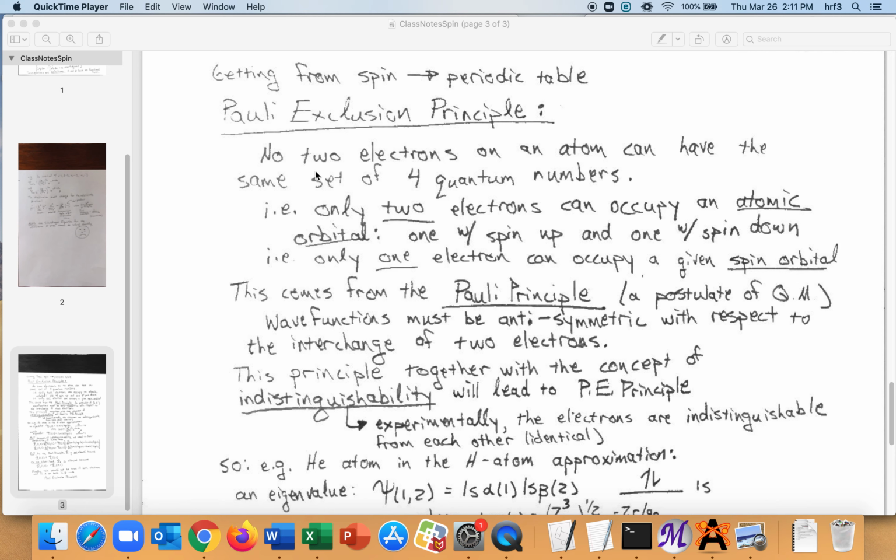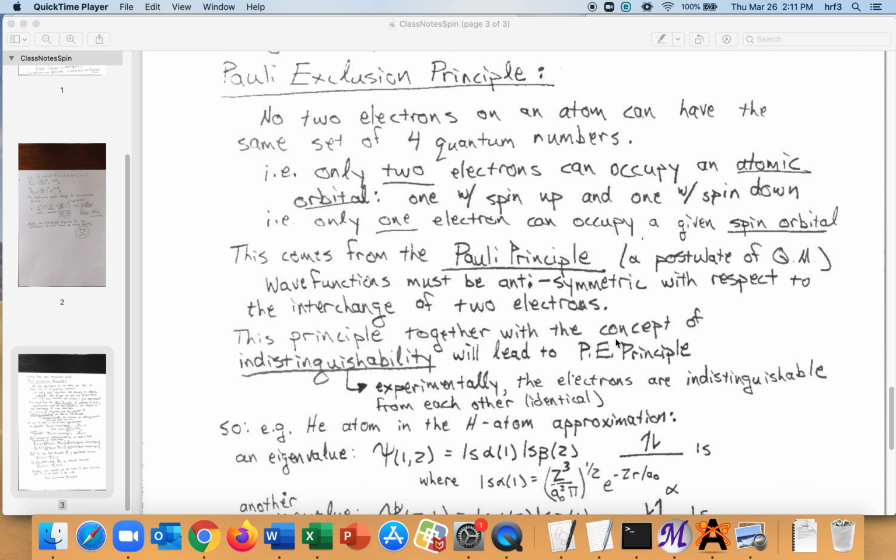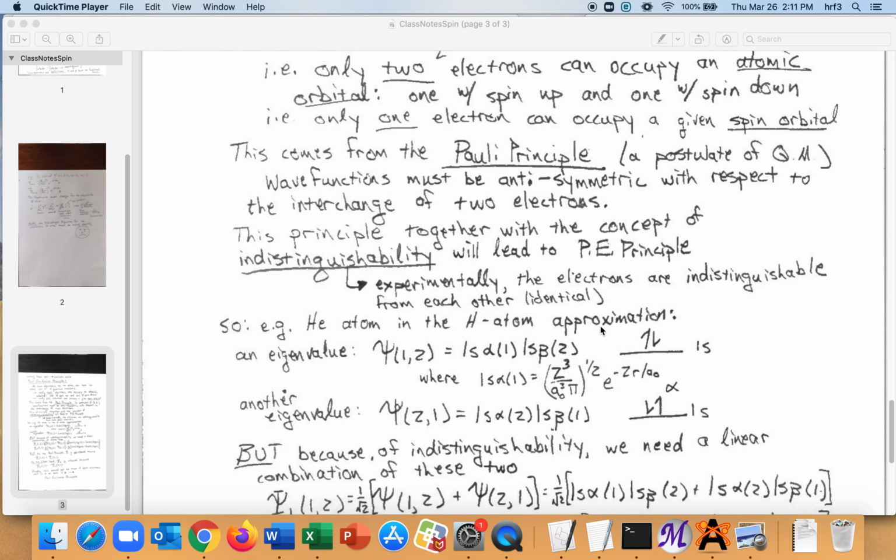Now, where does this Pauli exclusion principle come from? It comes from the Pauli principle, which is a postulate of quantum mechanics. The Pauli principle says wave functions must be anti-symmetric with respect to the interchange of two electrons. Let's take a look at that, but first we have to talk about the principle of indistinguishability, and then that with the Pauli principle will lead to the Pauli exclusion principle.